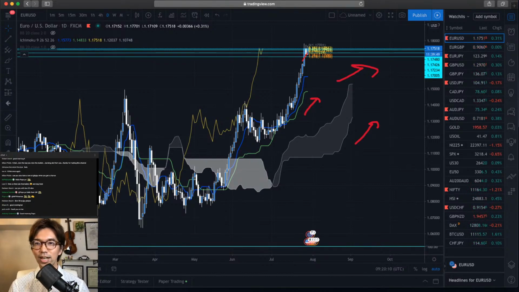Would you close the position if it is in the loss before the major news? Yes, of course. If it's in the loss, then for sure I will close the position and come back to the chart afterwards.